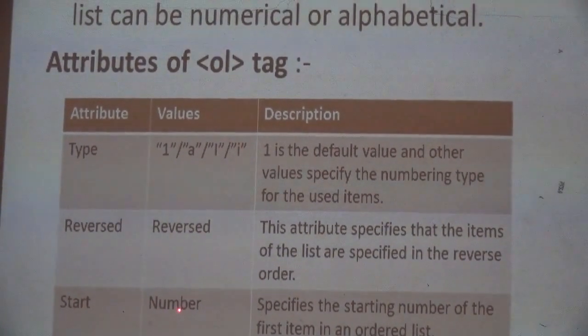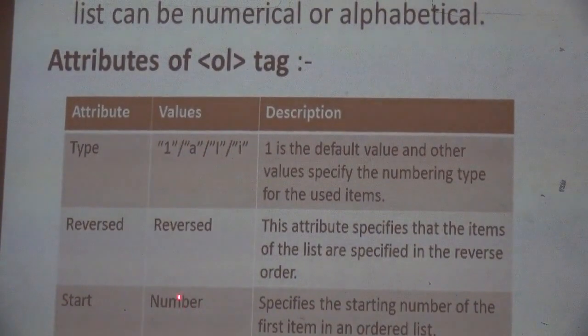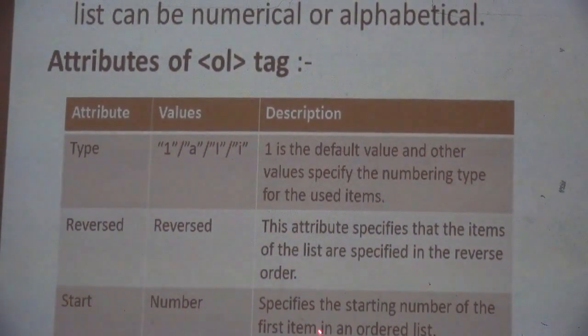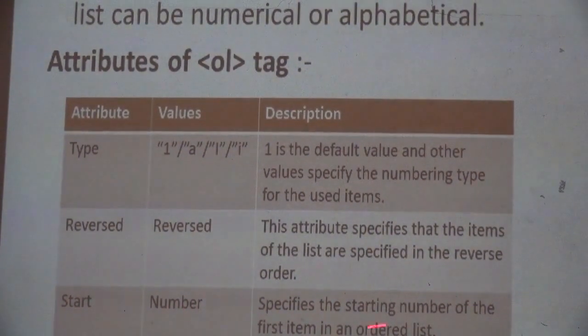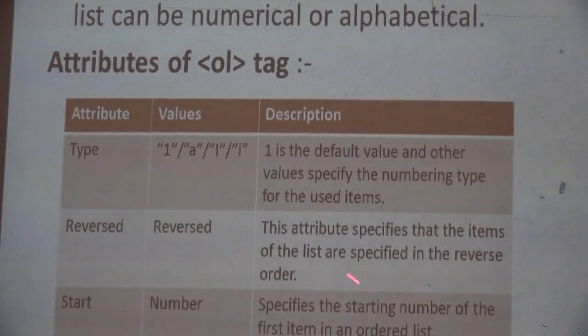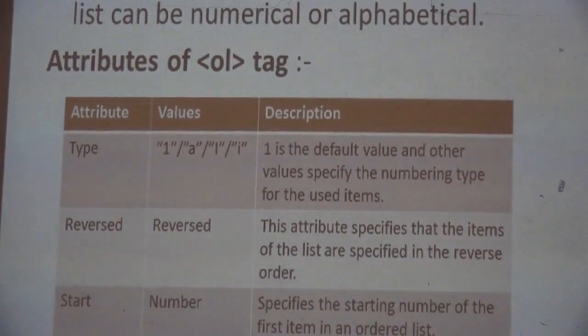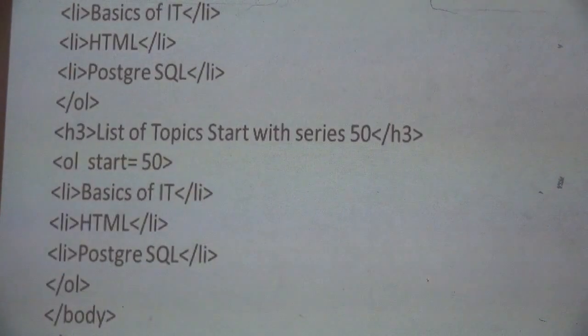Next in this attribute is start. Start, the value is a number, because we are starting with a number, and it specifies the starting number of the first item in an order list. So we will see an example. Here is a simple example.